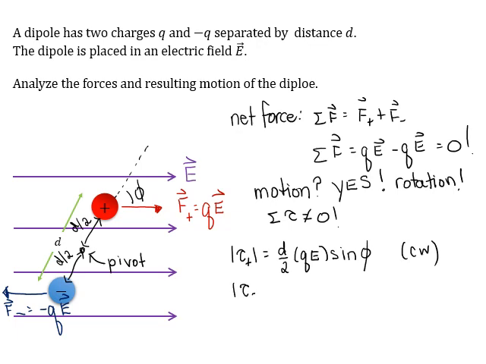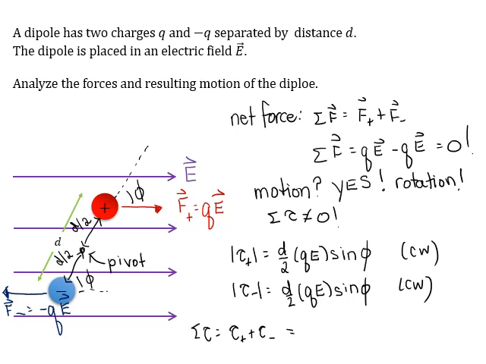For the torque on our negative charge, that would have our distance to the pivot, and we'll just write down the magnitude first, times the magnitude of the force, times the sine of the angle between the force and the lever arm. That angle again is the same angle phi. Oh, and that also produces clockwise motion. Our net torque would be the two torques added up, which would give us d over 2 QE sine phi plus d over 2 QE sine phi, gives us Q times E times d times sine phi.